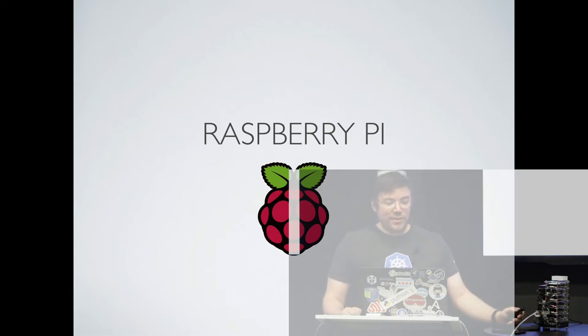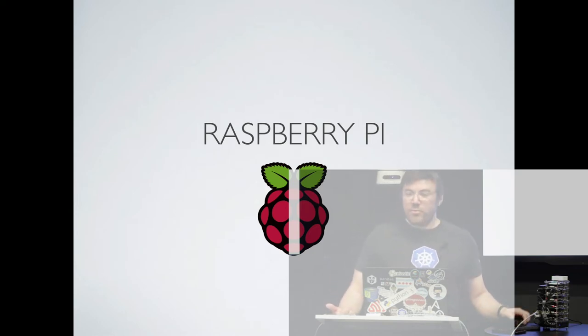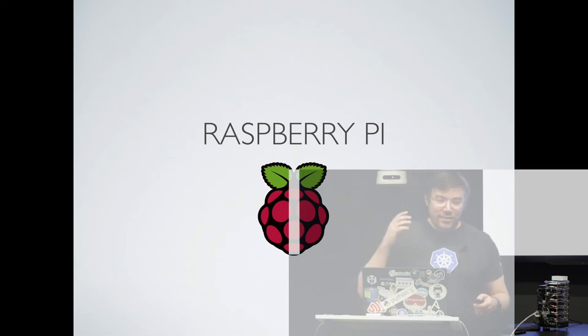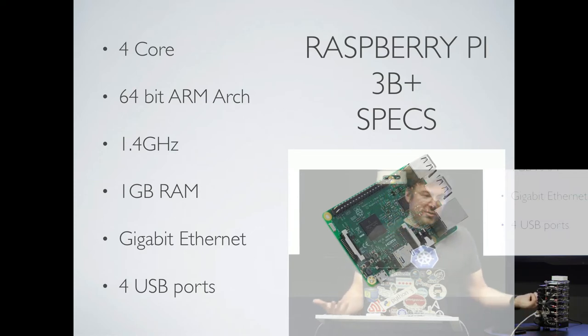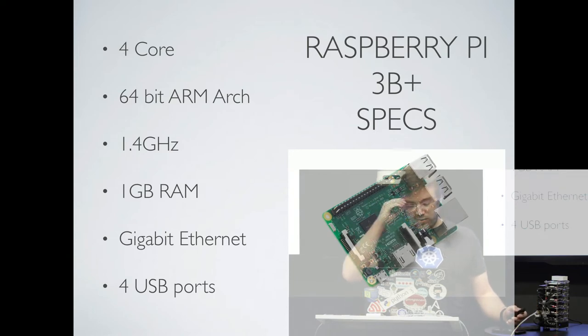I had a bunch of these laying around, and I wanted to explore what I could do with these. And Raspberry Pis are $35 each, so they're pretty cheap. And it really gives you a sense of ownership to have something you can hold in your hands, and you can practice installing the cluster and such. Raspberry Pis are four cores, the newest ones, 64 bits, 1.4 gigahertz, 1 gig of RAM. So they're a pretty decent little machine for $35.